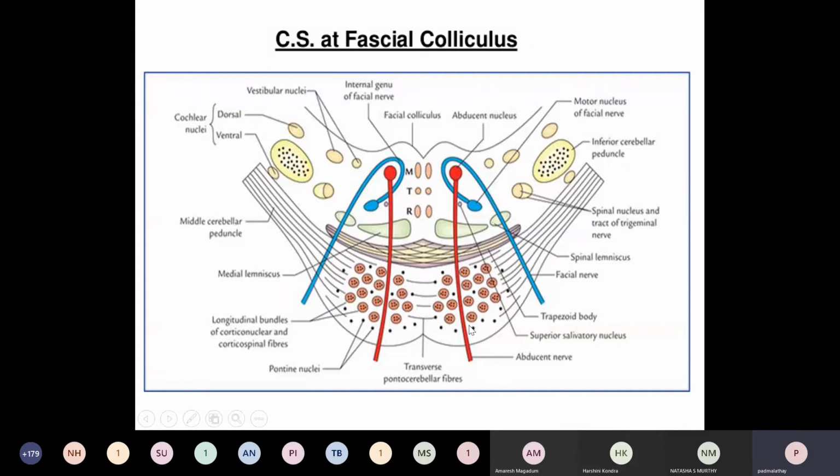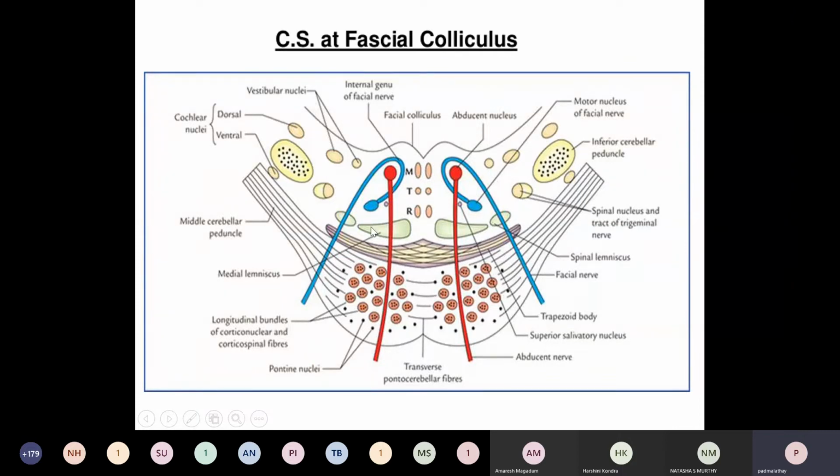This is the basilar part and this is the tegmental part. In the basilar part, the gray matter is the pontine nuclei. The white matter is the longitudinal fibers, which are represented as dots here, and the transverse fibers.